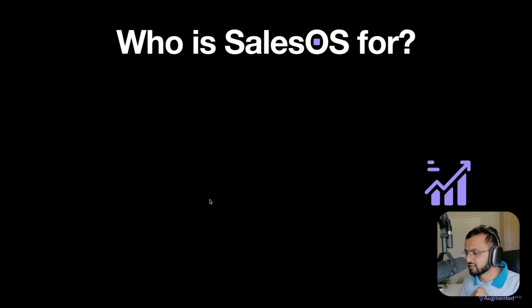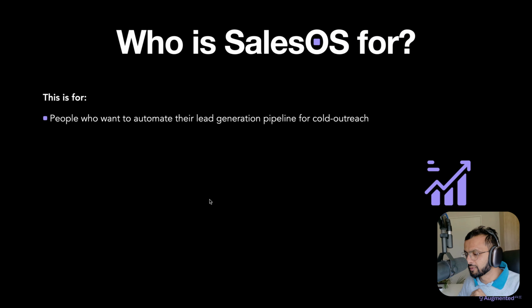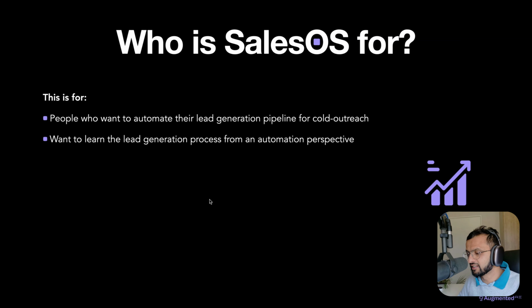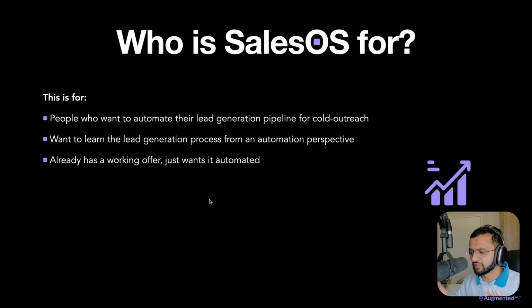So who is the Sales Operating System for? Well, this is for people who want to automate their lead generation pipeline for cold outreach, and people who want to learn the lead generation process from scratch, from a beginner's perspective, rather than from someone who's already been in cold outreach for a long time. When they talk to you, they explain it from a way high level that only they understand, rather than from a beginner's perspective. And you already have a working offer, you just want it automated.